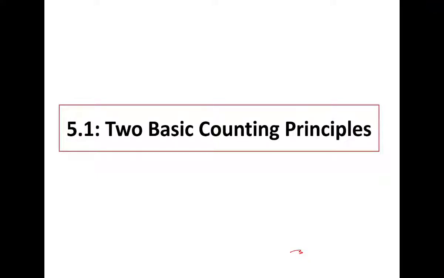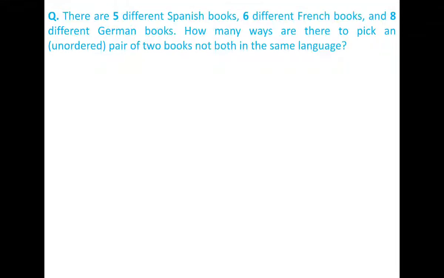Good morning everyone. So let's begin the first topic of this course, combinatorics. We will start with two basic counting principles which we are going to use throughout this course. To understand these principles, let's consider a very simple exercise. Assume there are 5 different Spanish books, 6 French books and 8 German books. How many ways are there to pick an unordered pair of two books, not both in the same language?